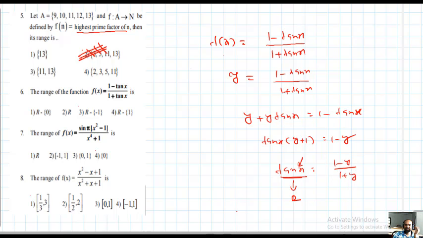That's why I can say y should not be equal to minus 1. Therefore, range equals all real numbers except minus 1. So here I can take option 2 as the correct answer. Option 3 is correct for that.